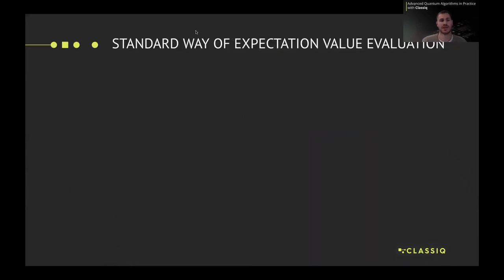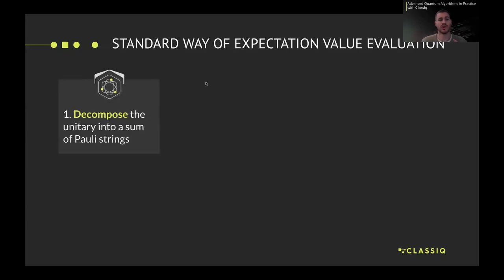Now, what is the standard way of calculating or evaluating expectation values? Usually we decompose the unitary into a sum of Pauli strings. So I'm covering here a flow that is common. Sometimes it's swept under the rug when we are dealing with quantum algorithms, but it's really fundamental to understand what is the standard way to do it.